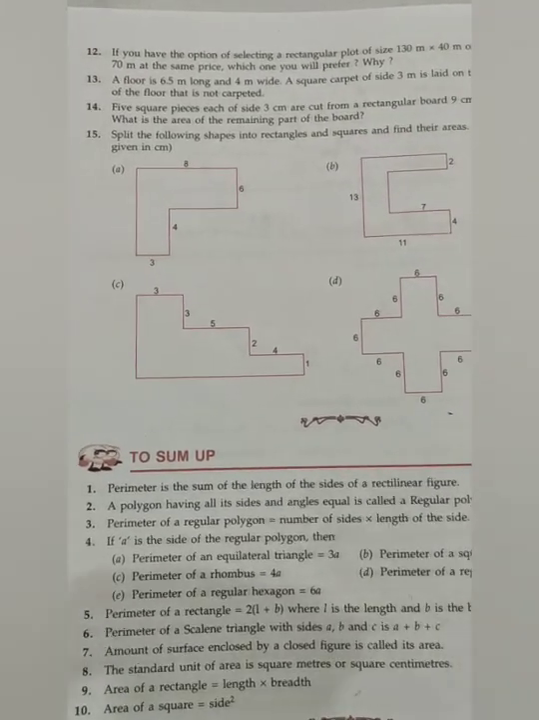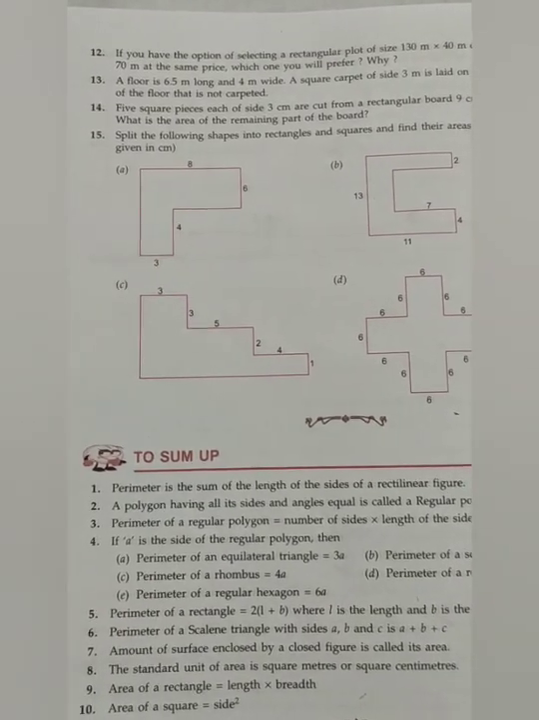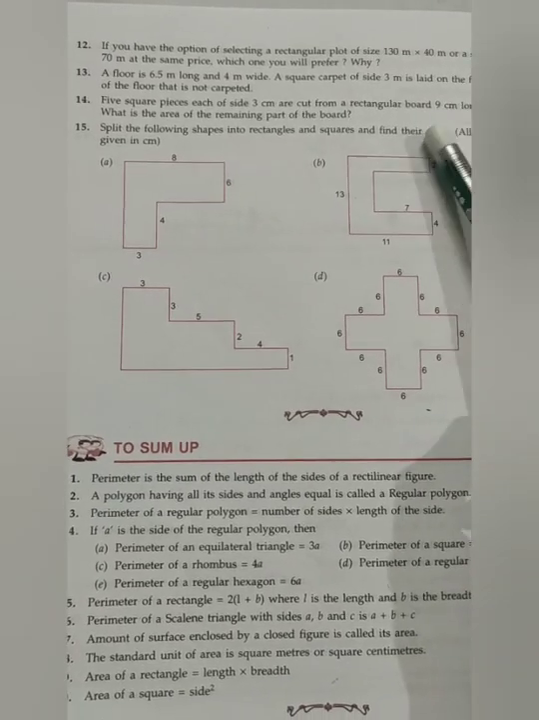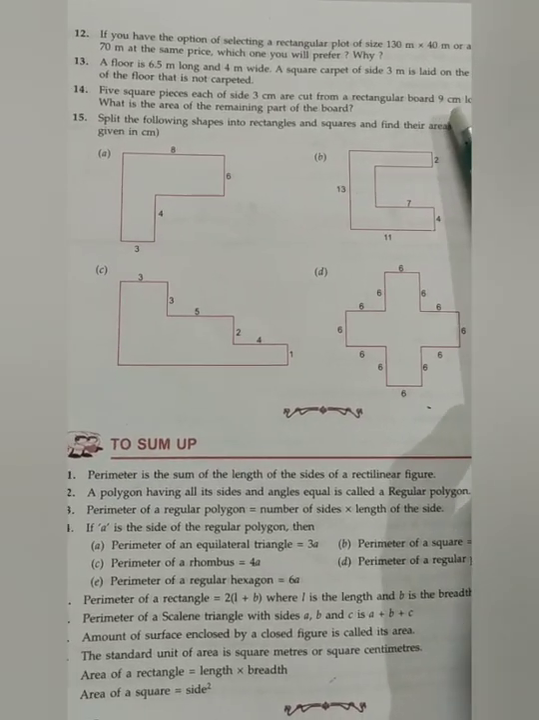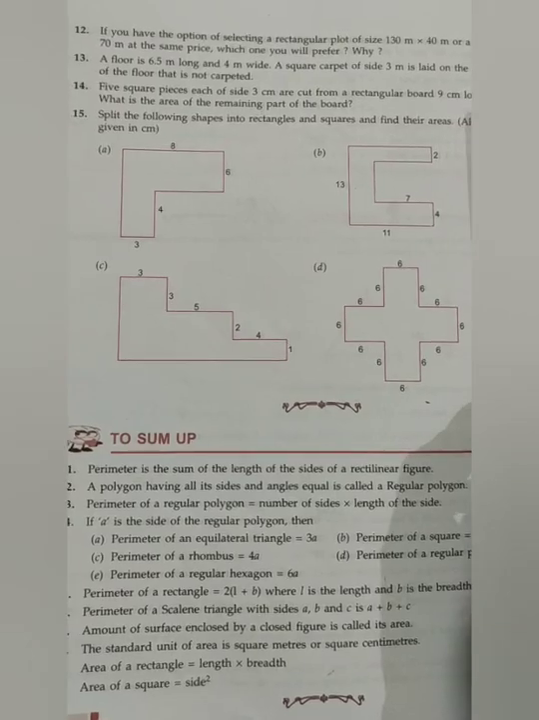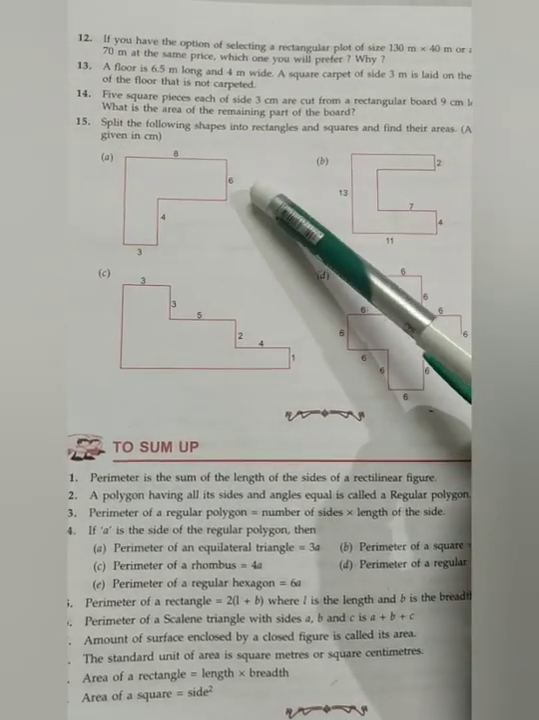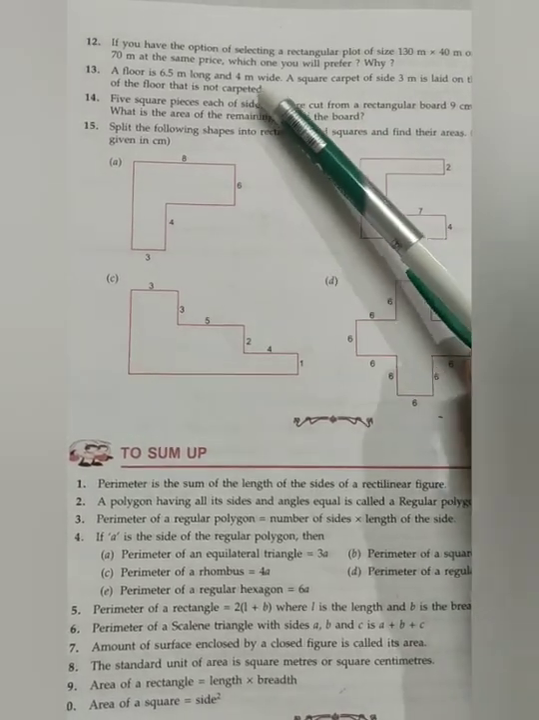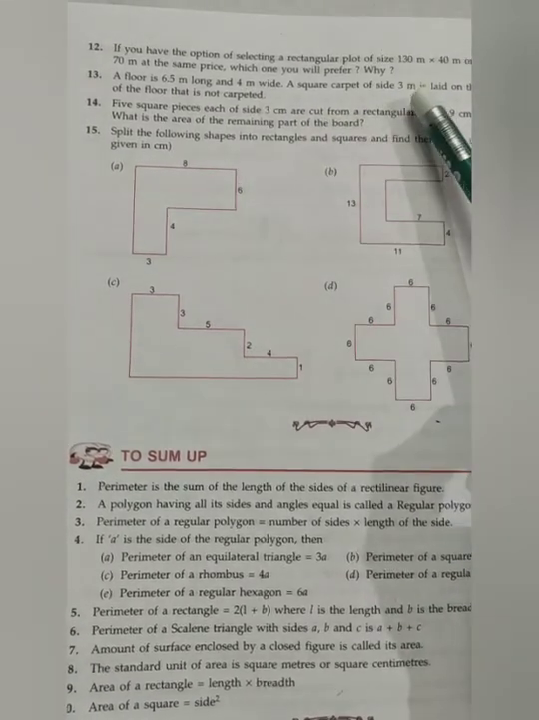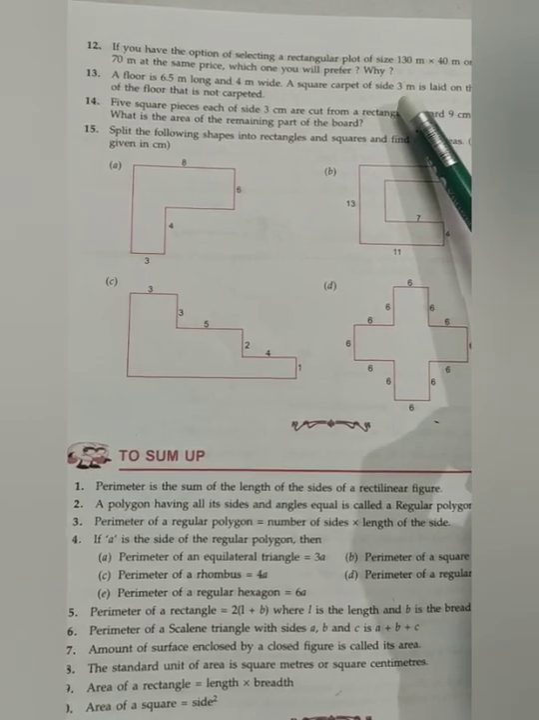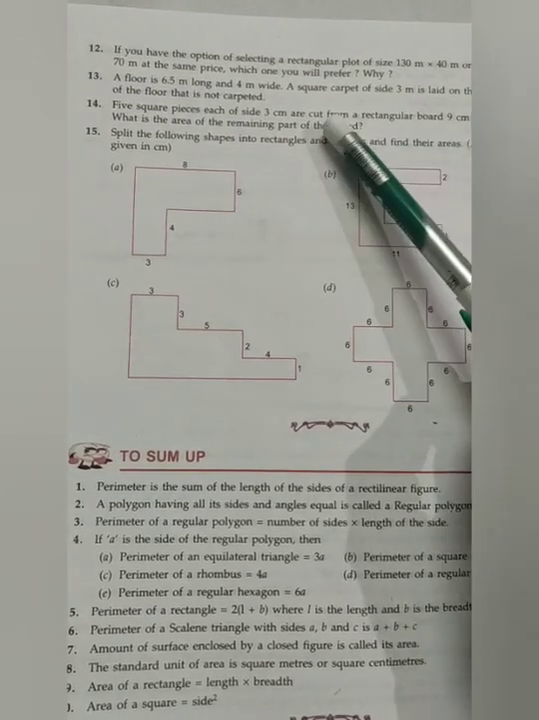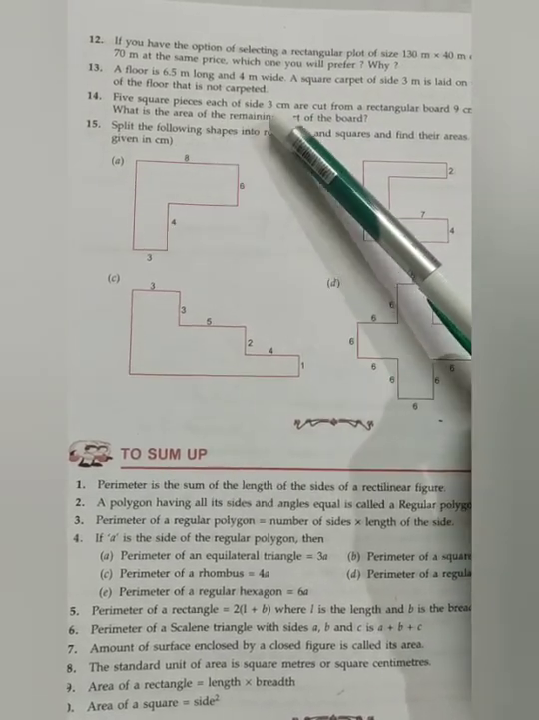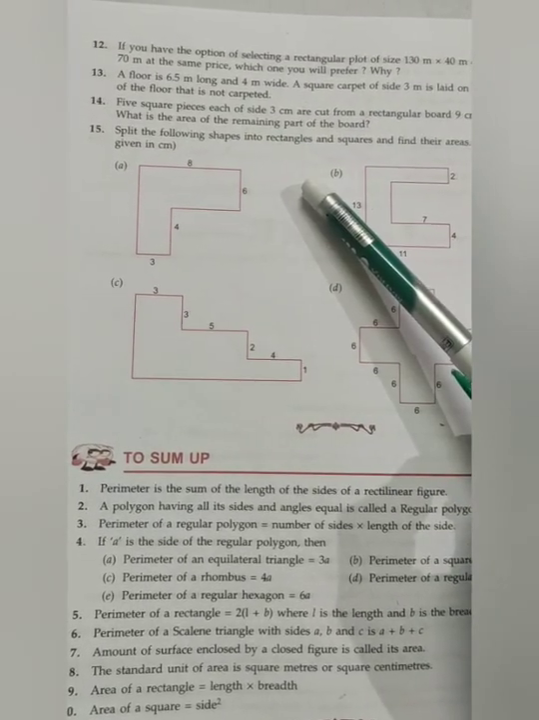13 number. A floor is 6.5 meter long and 4 meter wide. A square carpet of side 3 meter is laid on the floor. Find the area of the floor that is not carpeted. So here we find the area of the floor and the area of the carpet. Okay. Then we subtract these two areas. Then we find the area of the floor that is not carpeted. Then coming to 14 number.